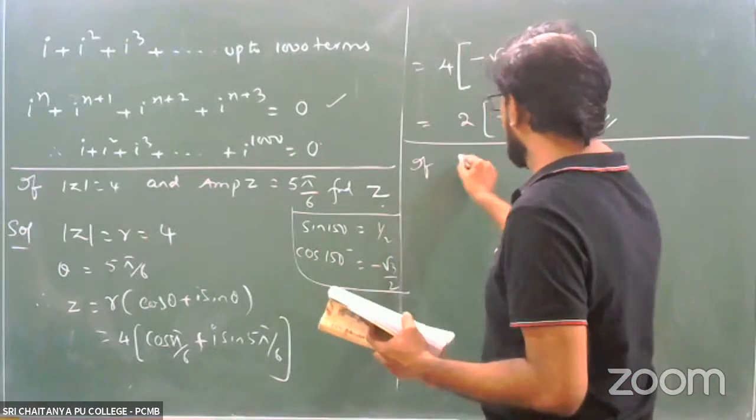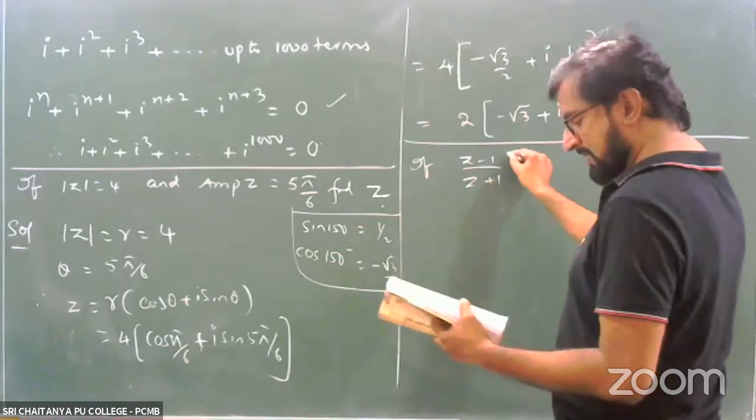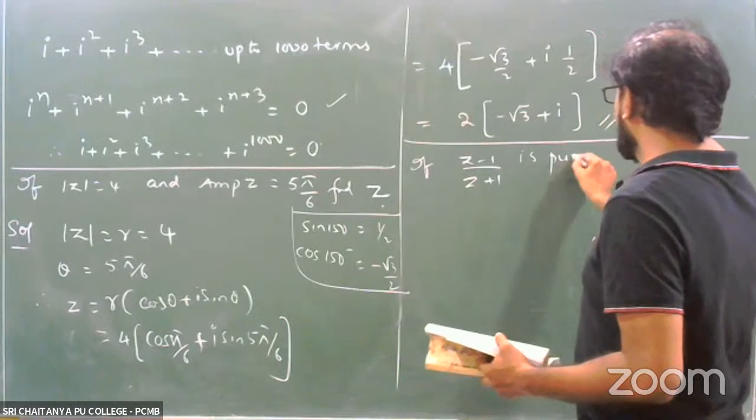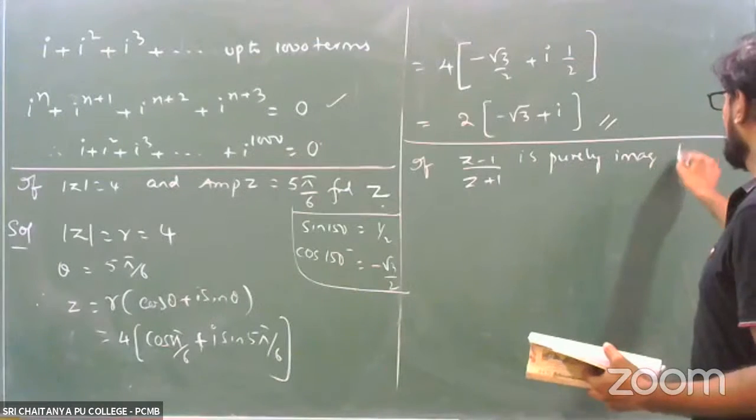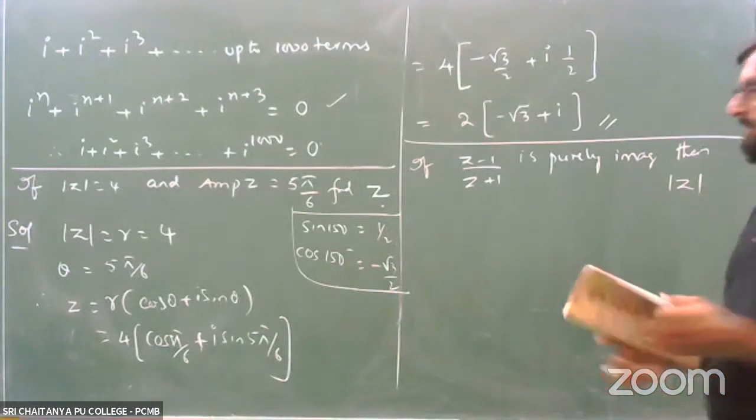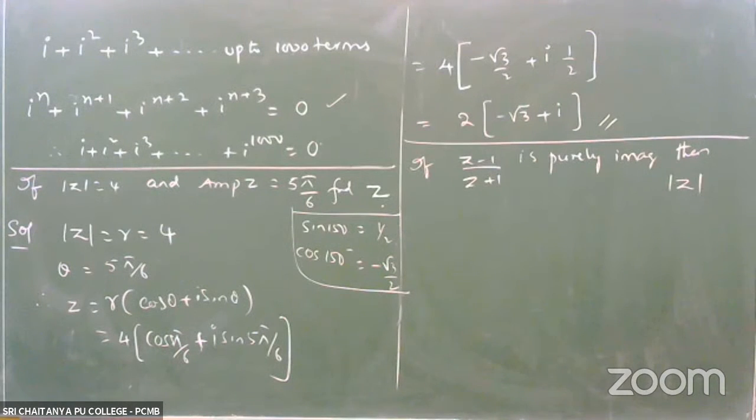If (z minus 1) by (z plus 1) is purely imaginary, then find mod z. If (z minus 1) by (z plus 1) is purely imaginary, what is the meaning of that? A complex number is said to be purely imaginary if its real part is equal to 0, right?